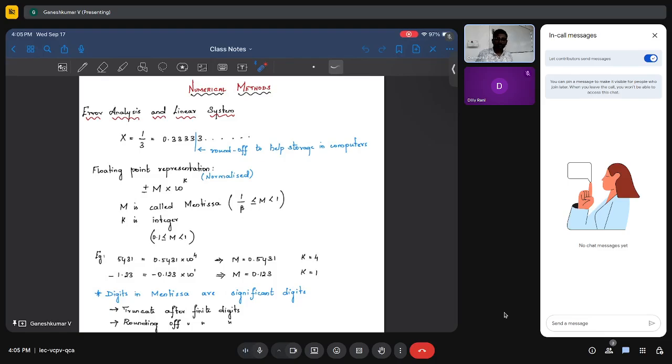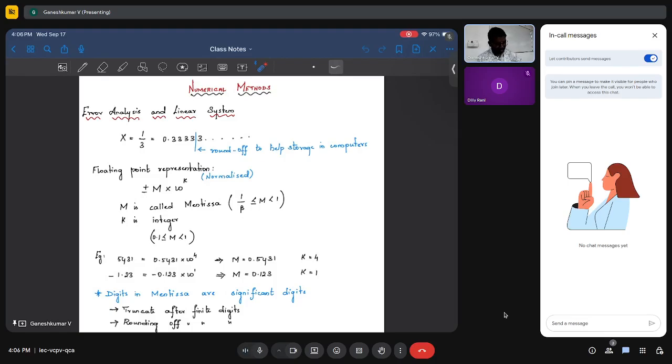Which means numerical methods require computers, and that's why we started with how a computer knows numbers and how it stores a number, and, because of truncating or rounding off certain numbers, what errors are going to happen in our analysis. So that's how we started: with error analysis.